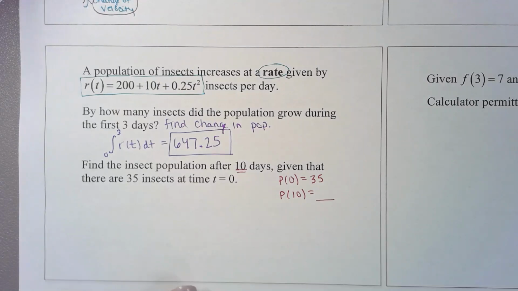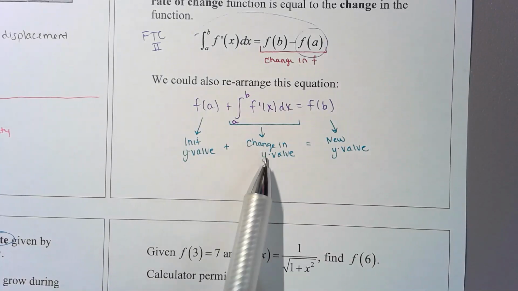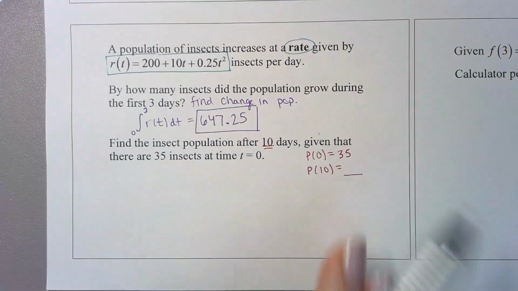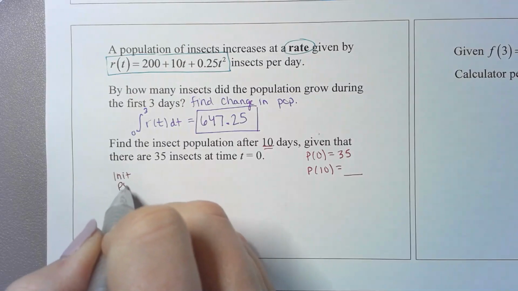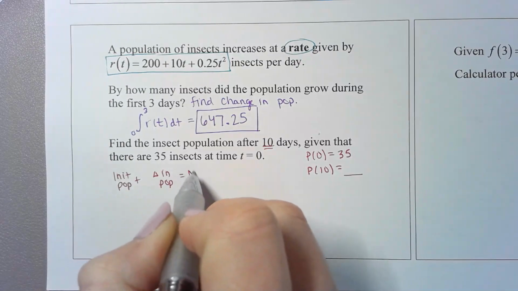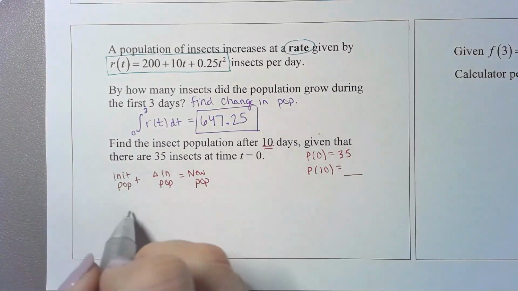Well, let's go back up here. Your initial population plus the change in the population equals the new population. So I'm going to write that down, just kind of generically. The initial population plus the change in the population equals the new population. Perfect. My initial population is 35.